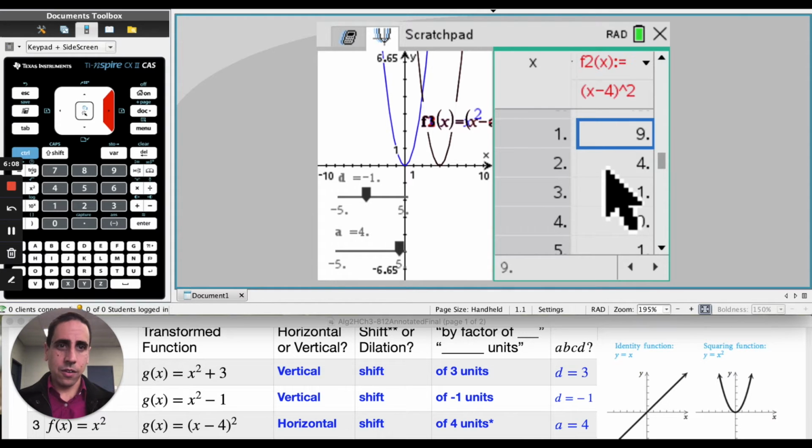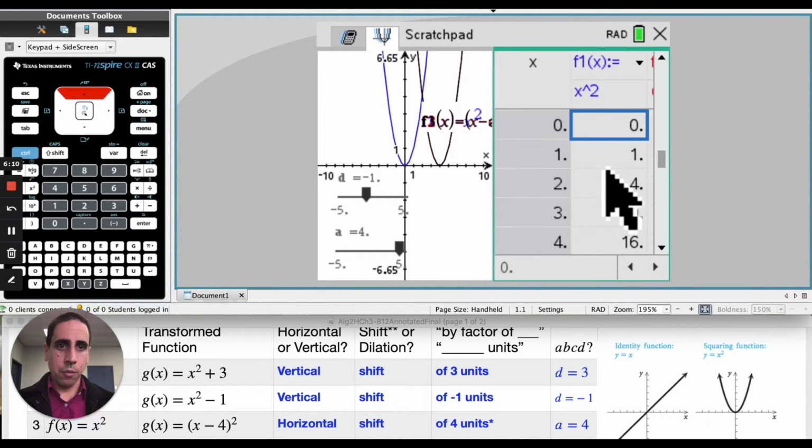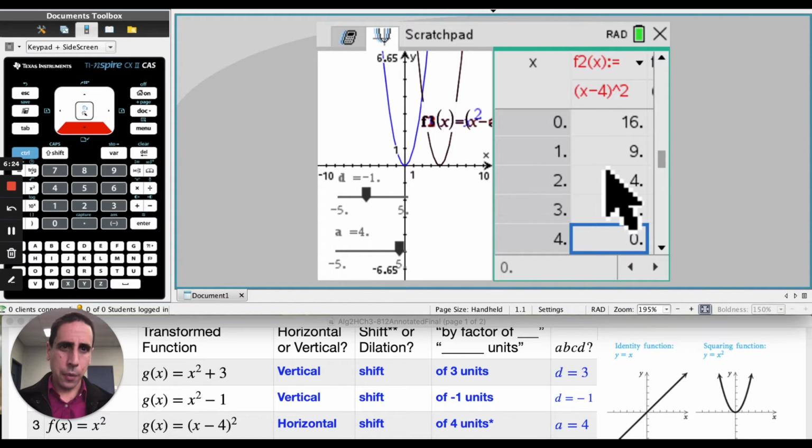All right, so here, when x is equal to 0 in the parent function, 0 squared is 0. And that's where the vertex is, 0, 0. But if you look at the transform function, here, the vertex occurs when x is equal to 4. 4 minus 4 is 0, squared is 0. So it takes a value of x equals 4 in order to give us a y value of 0.